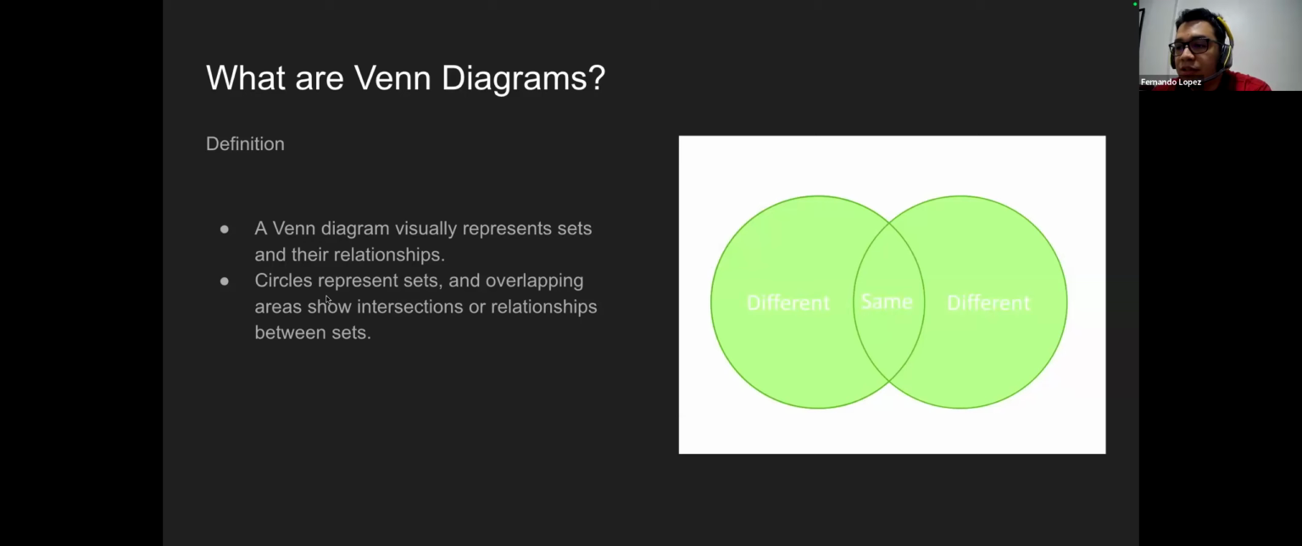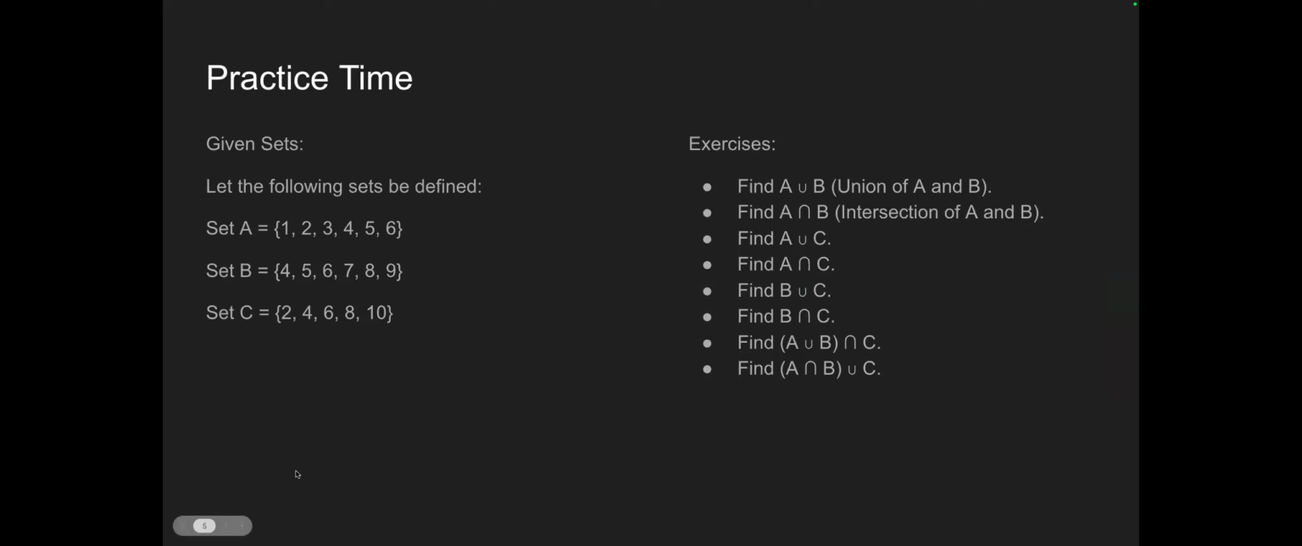Okay, the circles are representing, as I told you, the sets, and the overlapping areas are going to show the relationship between the two sets. So in this case, this part is the intersection. Does this make sense? Everybody? Yes, it does. Okay, great.